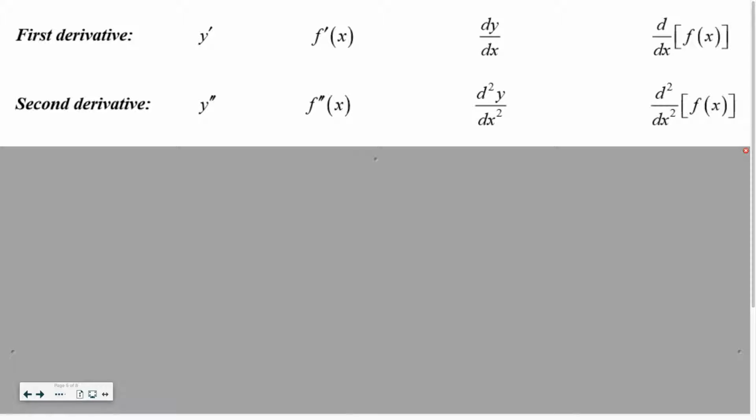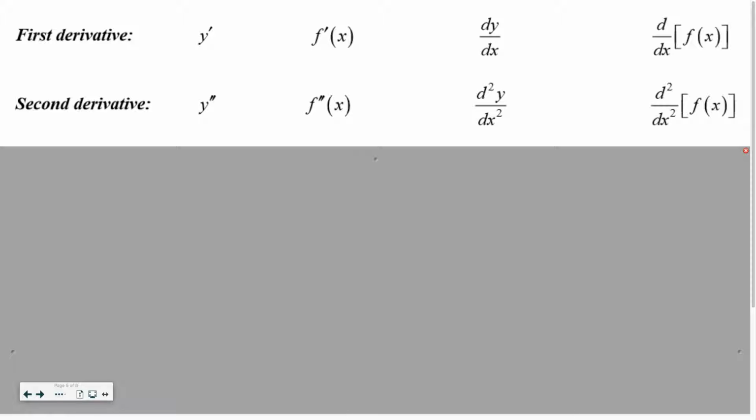Okay, so second derivative, you're going to see 2 tick marks. Y double prime, F double prime. When you have the dy dx notation, you're going to see the squared: d squared y over dx squared. This is because y is the function that we're taking, so y doesn't ever change. It's the second differential of y, where x is being derived twice.